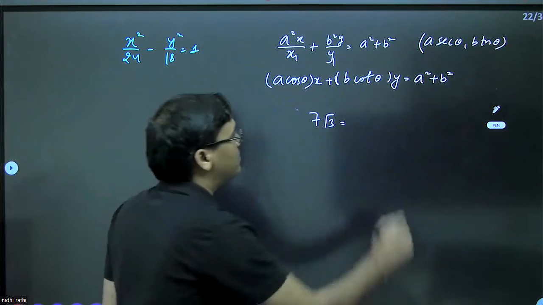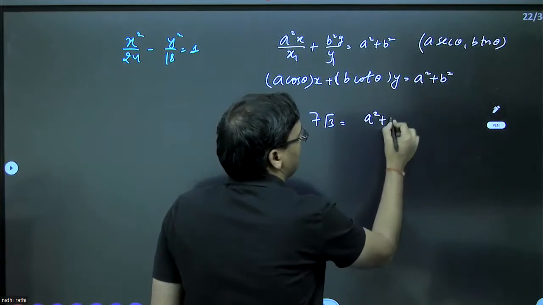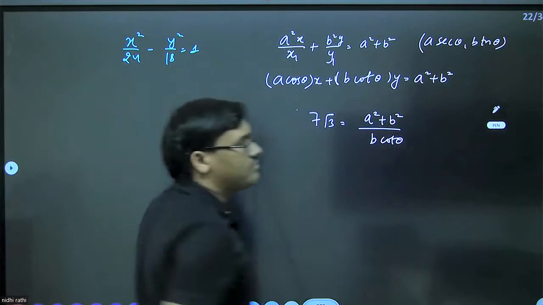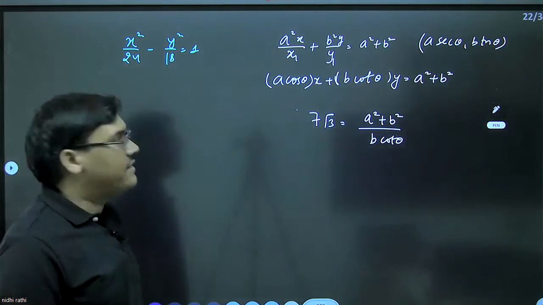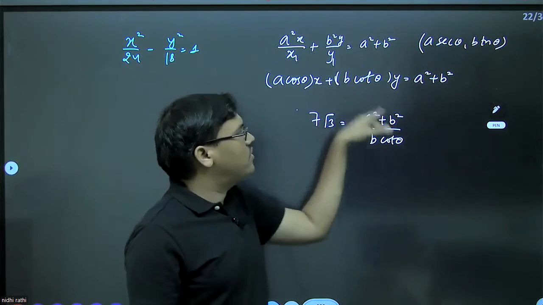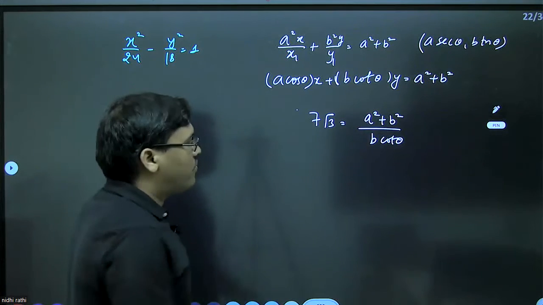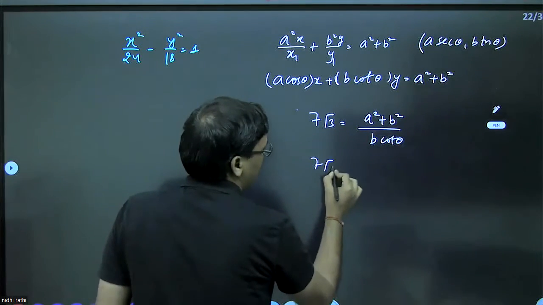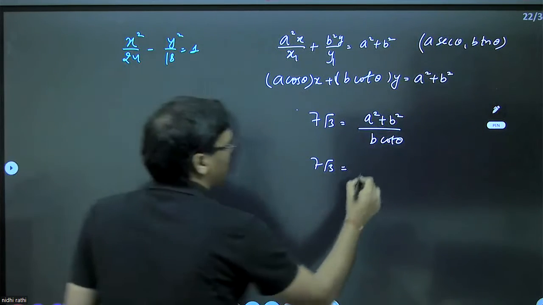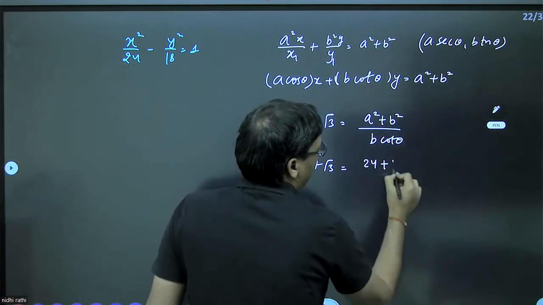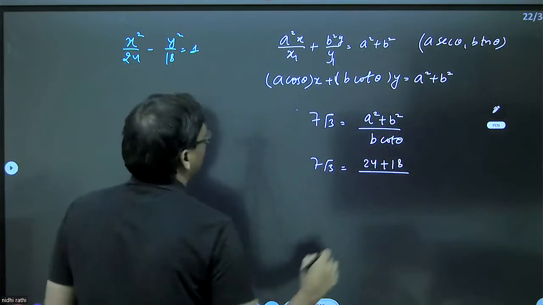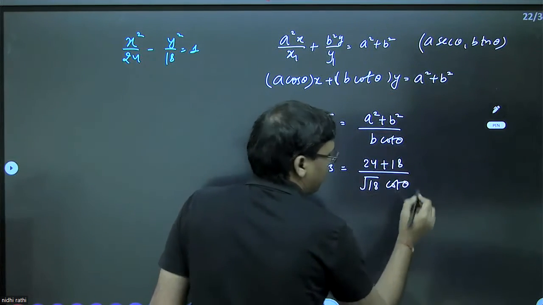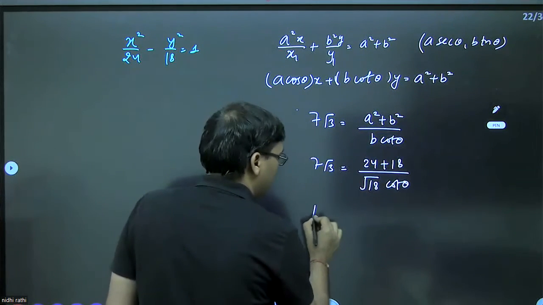If I put x is equal to 0, this will become a square plus b square divided by b cot theta. This is the y-intercept. You put x is equal to 0, you will find y-intercept is equal to this. So from this, you can easily calculate the value of theta. This is 7 root 3. What is the value of a square plus b square? This is 24 plus 18. And what is b? This is root 18. Root 18 cot theta. So now what is tan theta?